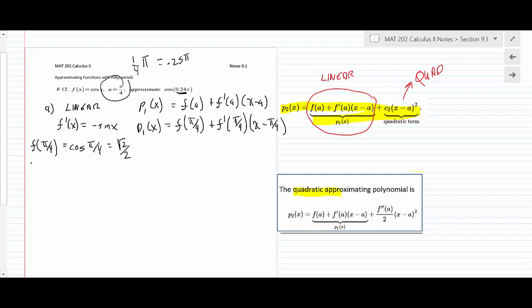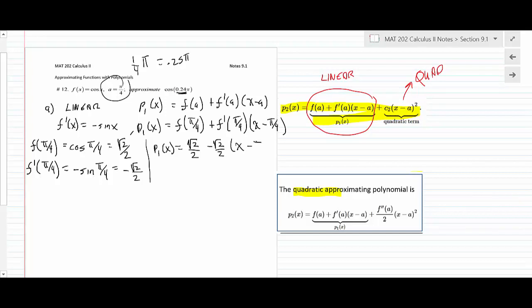Let's also do f prime of pi over 4, so that's a part of the formula. The first derivative was negative sine x, so now do negative sine of pi over 4. What's that answer? It'd be negative square root of 2 over 2, right? You know the sine of pi over 4 is root 2 over 2, but that negative is going to tack on. So let's write what we have then. P1 of x equals f of pi over 4, cosine of pi over 4, which is root 2 over 2. Then this would be, and I'm going to write that now as a minus, root 2 over 2, times x minus pi over 4.